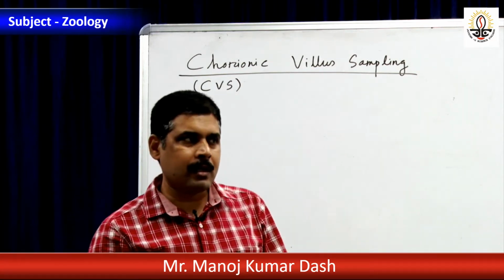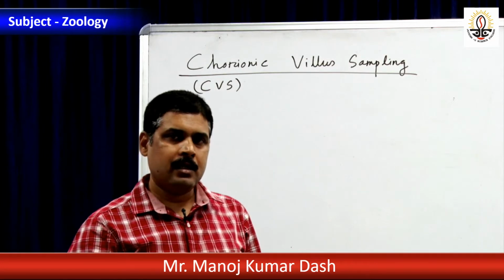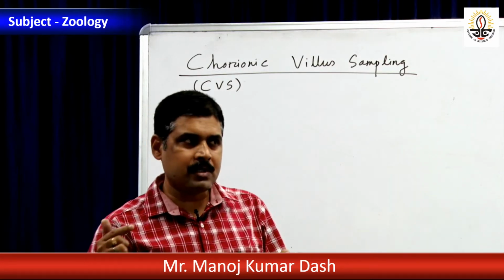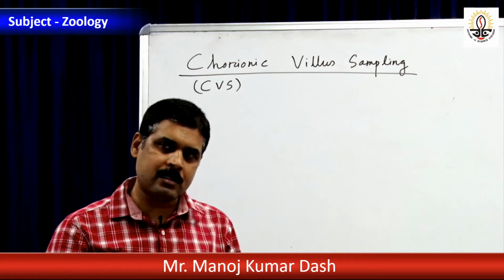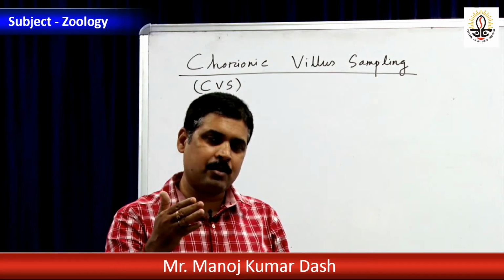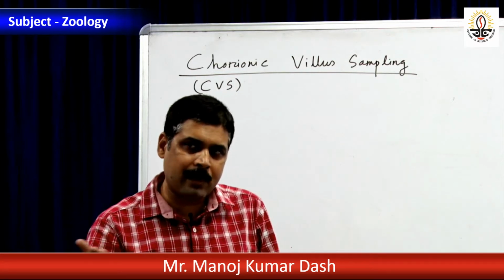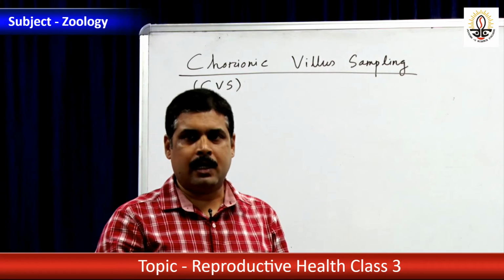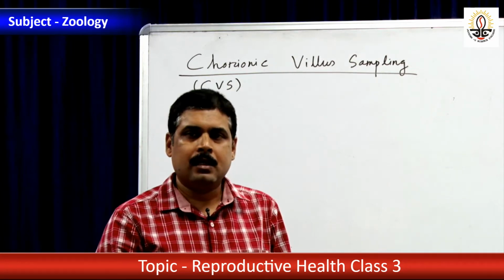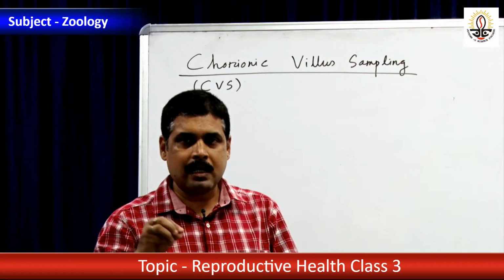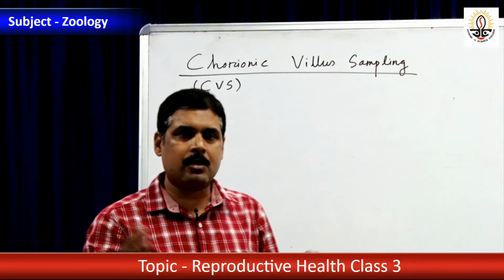So what do we mean by chorion? I already explained. The outer fetal membrane is chorion, and chorion produces finger-like projections, that is called chorionic villi, and these chorionic villi enter into the crypts of the maternal endometrium. Now instead of taking the amniotic fluid, in this case the cells of the chorionic villi are taken out, and that is examined under the microscope.